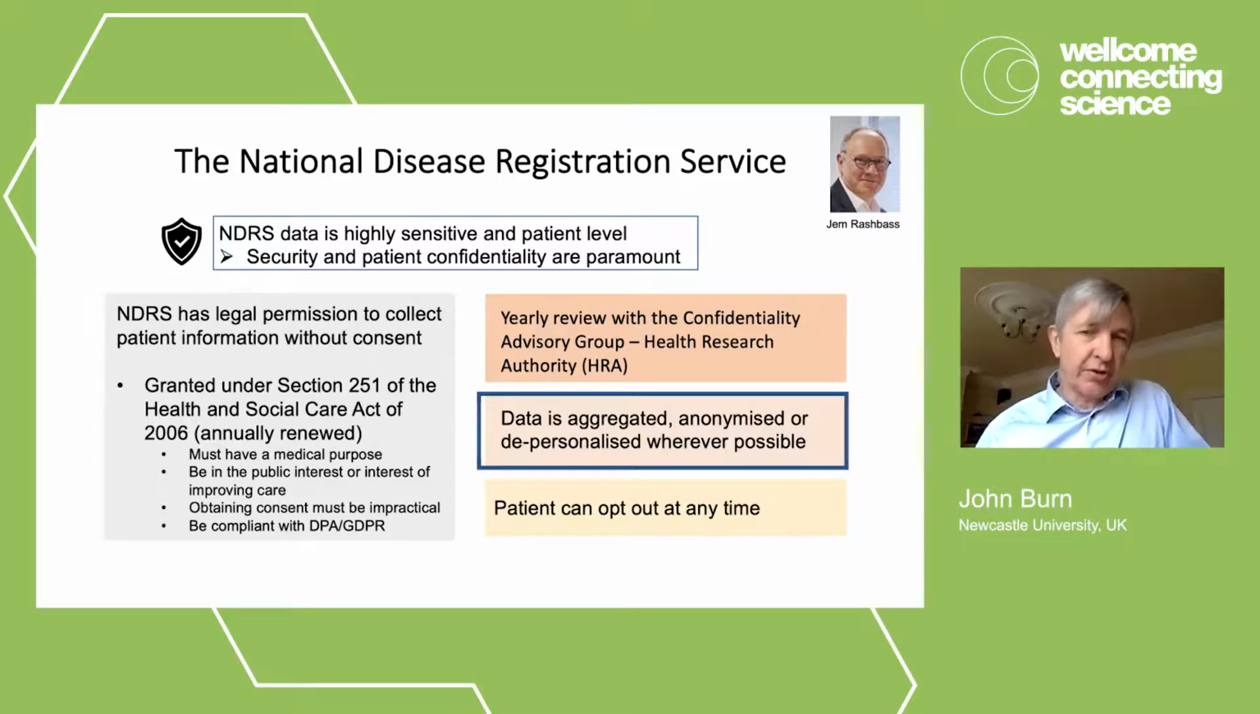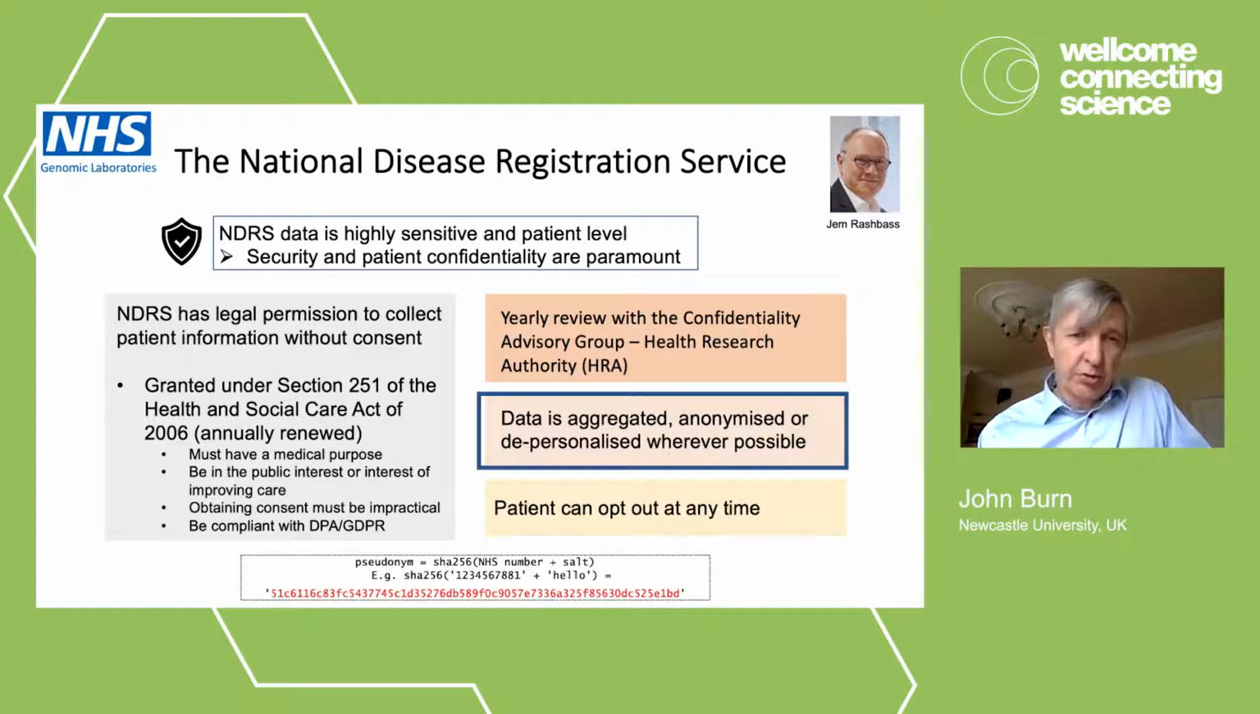Importantly, the data is aggregated and can be anonymized and depersonalized wherever possible. And what Jem explained to me was that we could use that in relation to our NHS genomic laboratories, using what they call SALT, the 256 hash code, which basically takes the patient's ID, NHS number, and date of birth, etc., and mixes it with 256 bits of random information to produce what's effectively an uncrackable code.